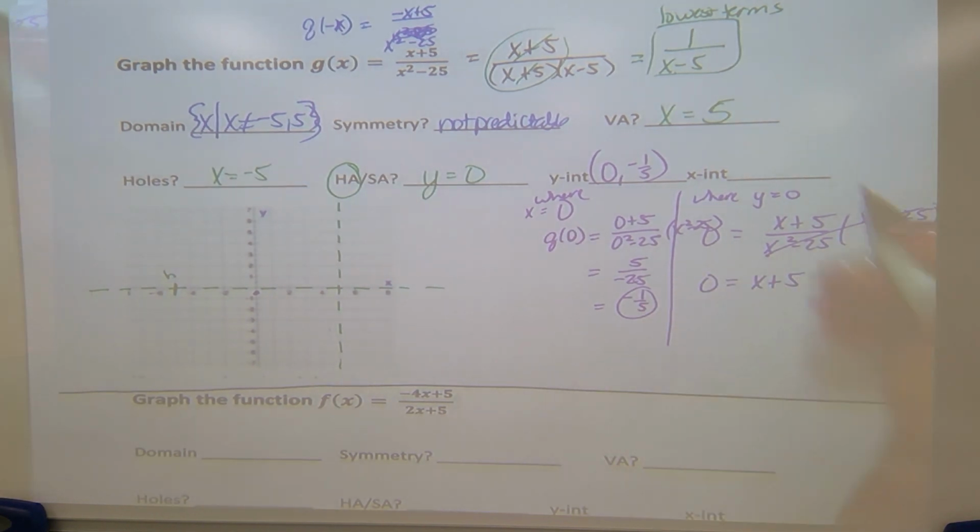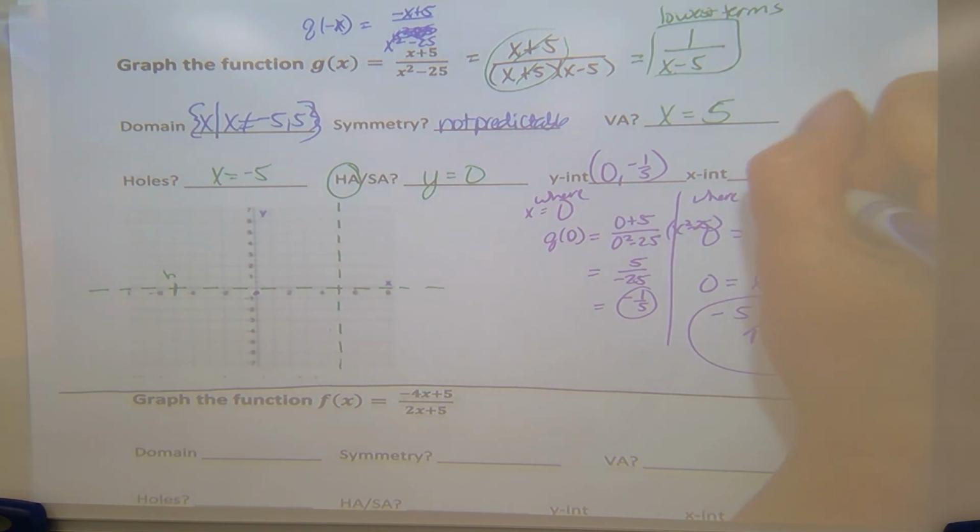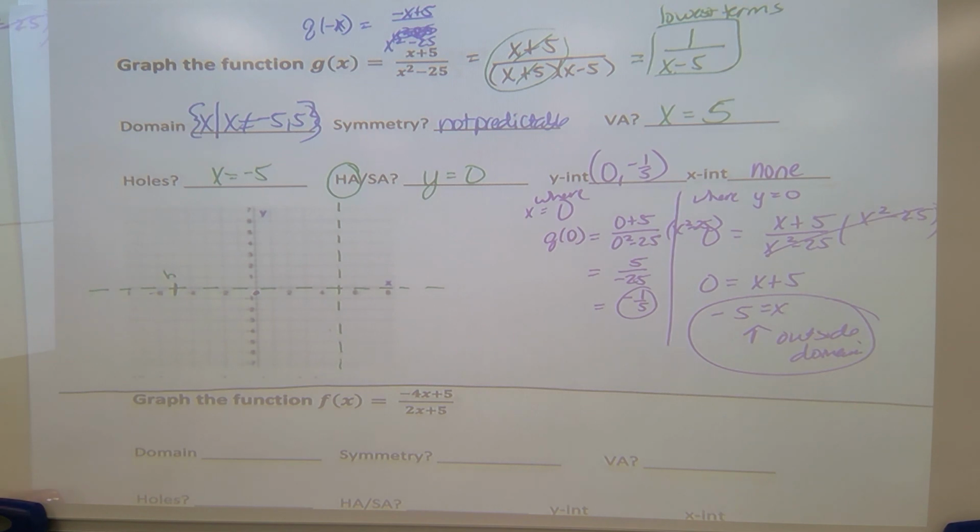Well, 0 equals x plus 5. I subtract that 5, I get negative 5 equals x. And you know what? That is outside my domain. That value is excluded from the domain, so there is no x-intercept. That's what we expected.